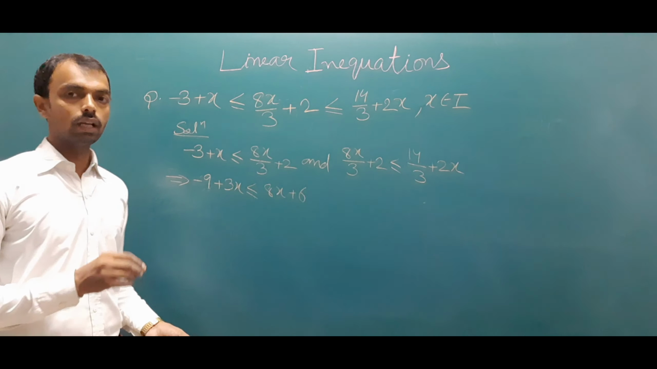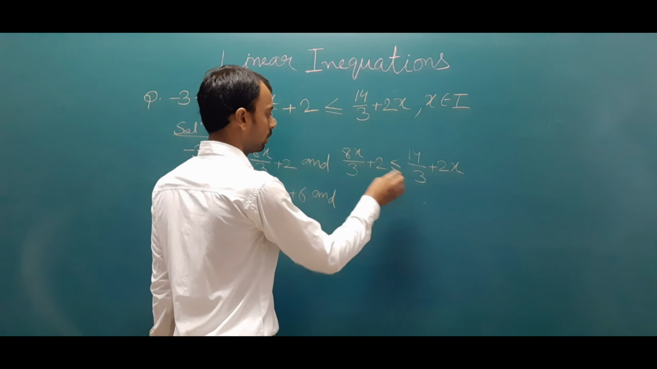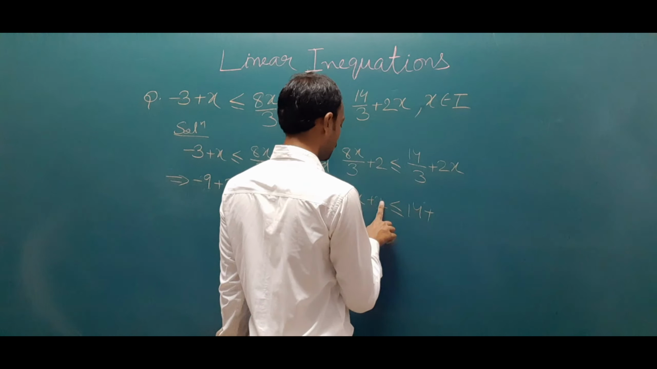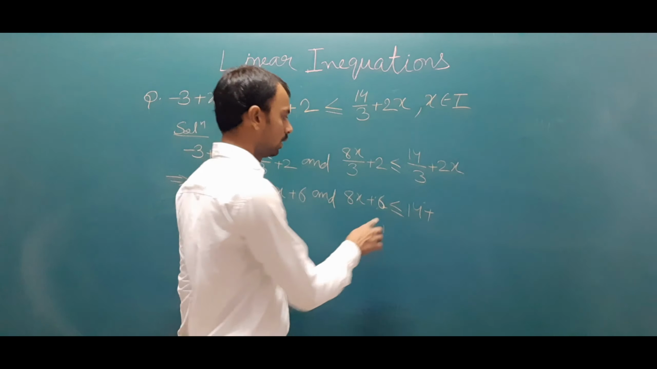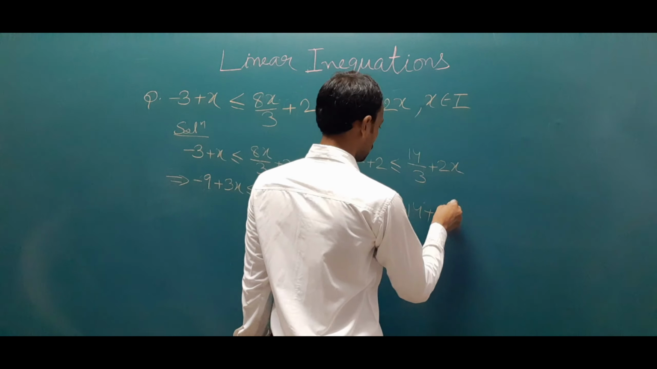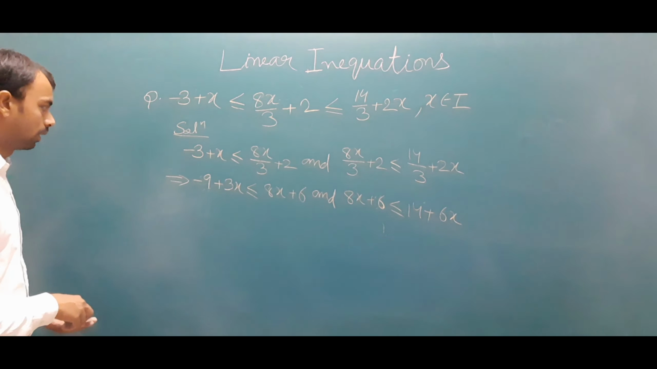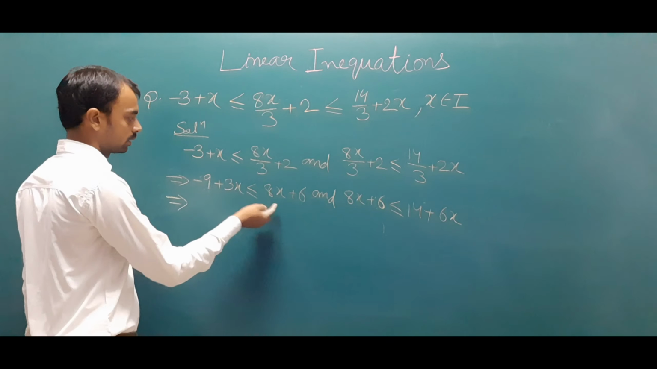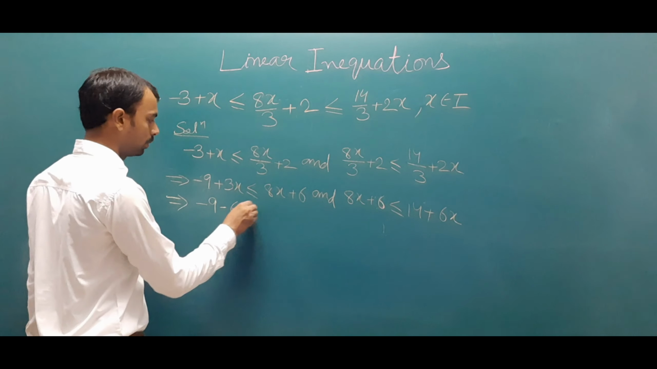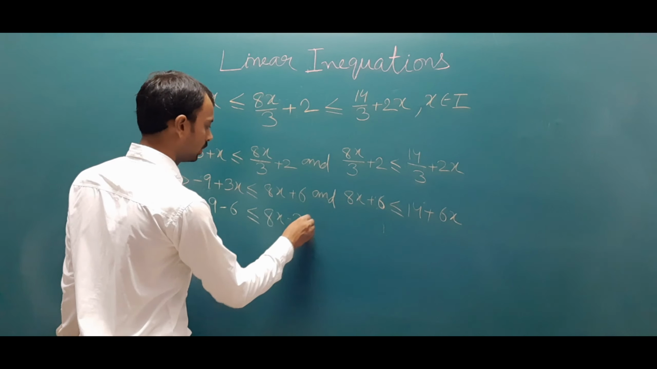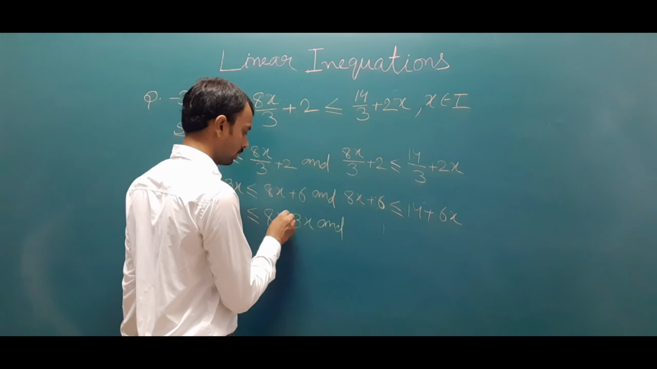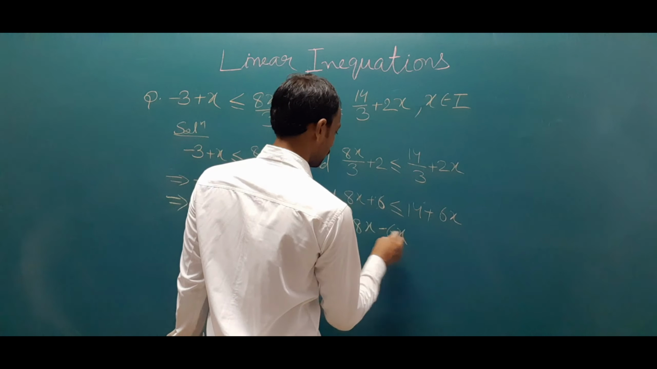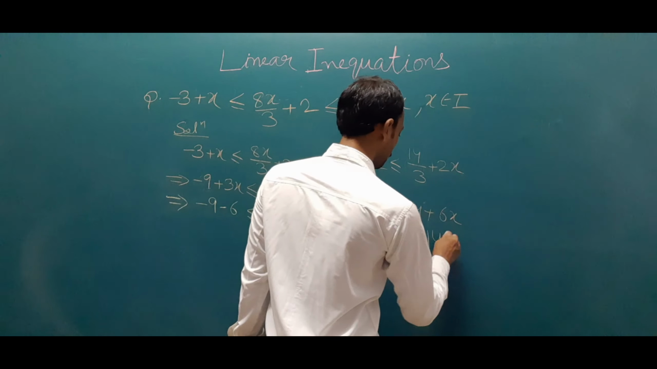Okay, now the denominator part is eliminated, and again here we will multiply by 3, we will get 8x plus 6 is less than or equal to 14 plus 6x, because we have multiplied by 3. Now transfer the like terms: 8x, minus 9 and minus 6 will be on one side, and 8x minus 3x will be on the other side, and here 6x will get transferred to this side, so 8x minus 6x will be less than or equal to 14 minus 6.